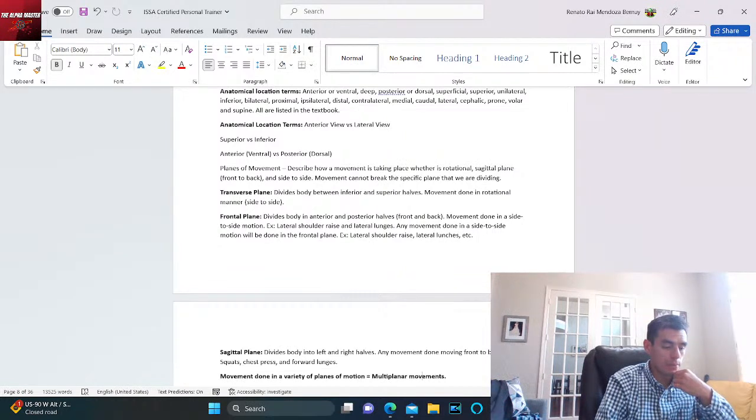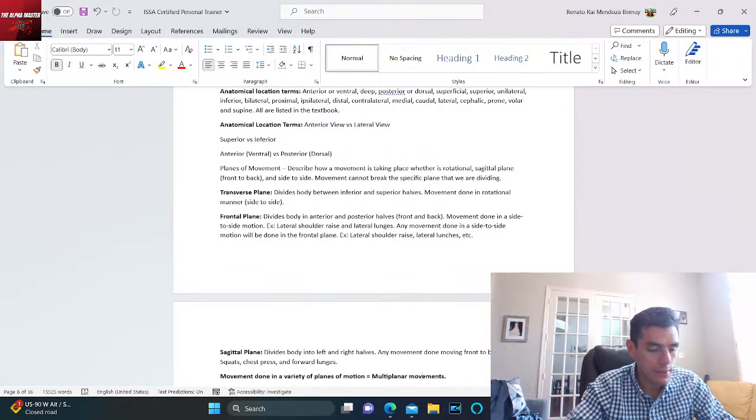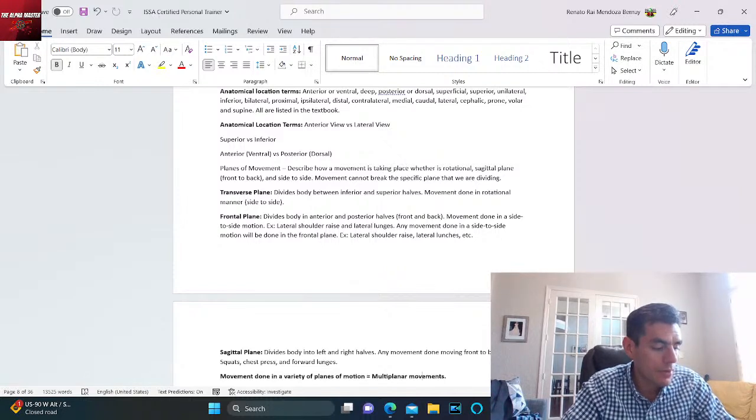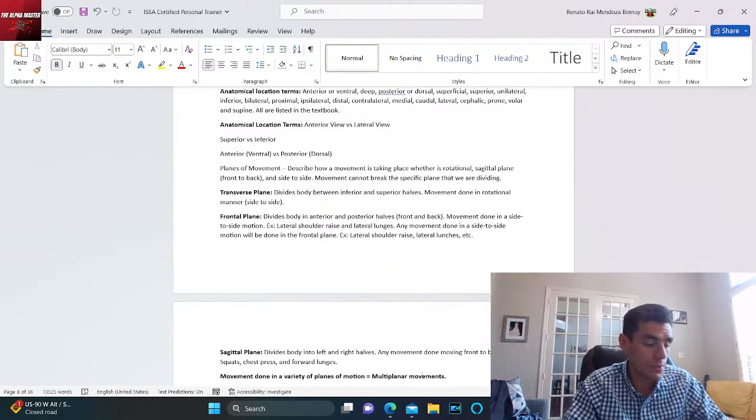Movements done in multiple planes of motion are going to be multiplanar movements.